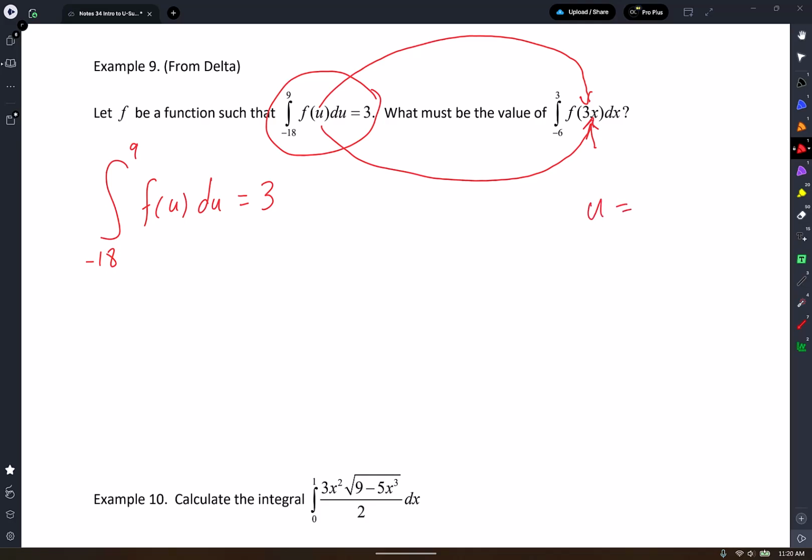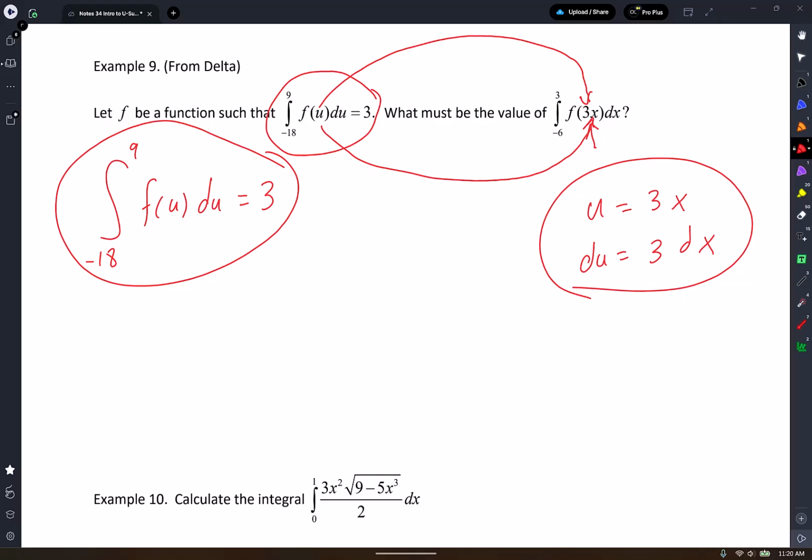So I'm going to say that u equals 3x. So what does that mean that du is? 3 dx. Do you guys see that? All right, so here's what I'm going to do. I'm going to use this information and kind of go backwards. So I'm going to write an integral. Notice that I'm not putting the limits in yet. And instead of u, I'm going to write 3x, so f of 3x, close it, and then instead of du, I replace du with 3 dx.